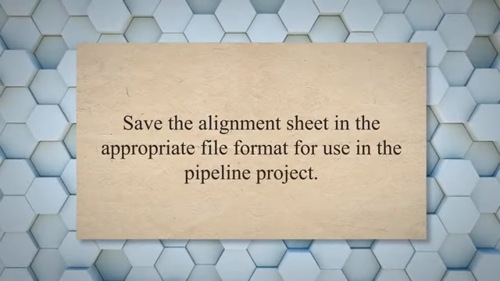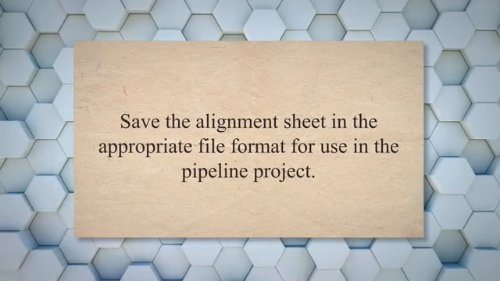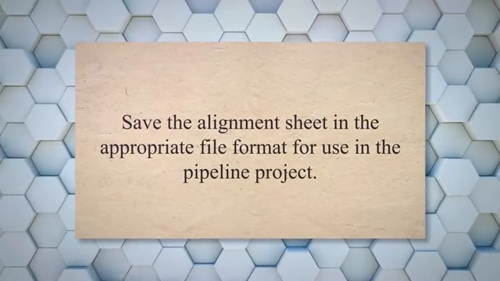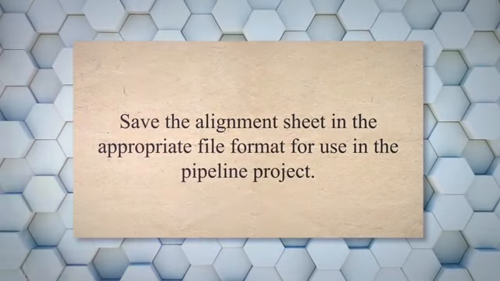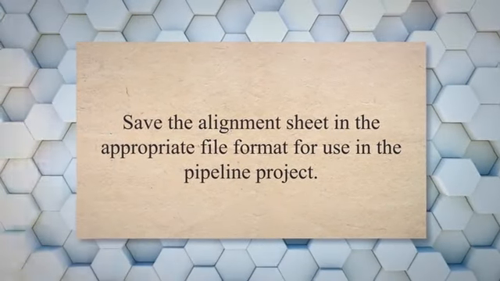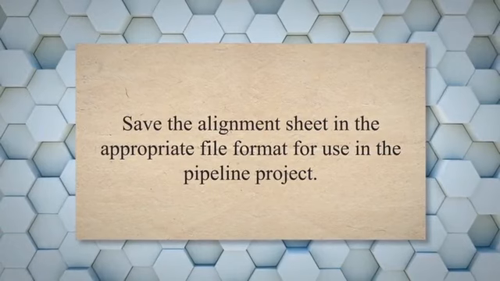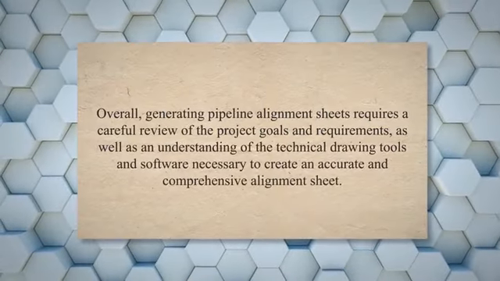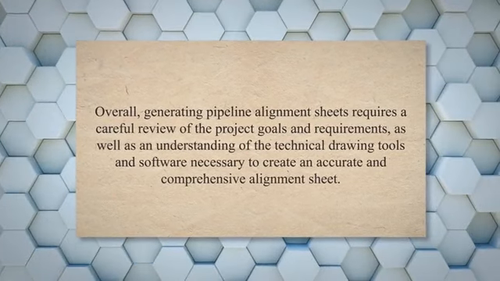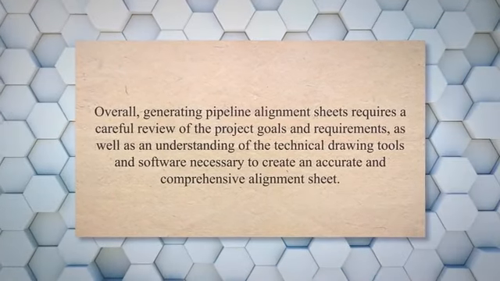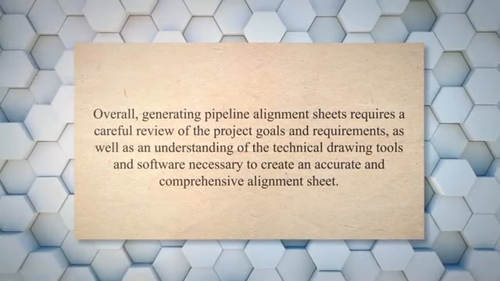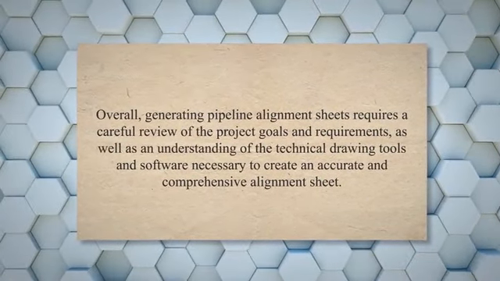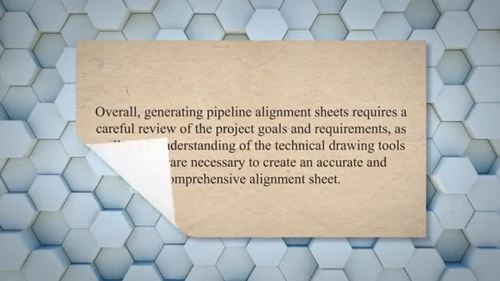Finalizing the alignment sheet. Once the alignment sheet is complete, finalize the drawing by adding a title block, legend, and any other required information. Save the alignment sheet in the appropriate file format for use in the pipeline project. Overall, generating pipeline alignment sheets requires a careful review of the project goals and requirements, as well as an understanding of the technical drawing tools and software necessary to create an accurate and comprehensive alignment sheet.